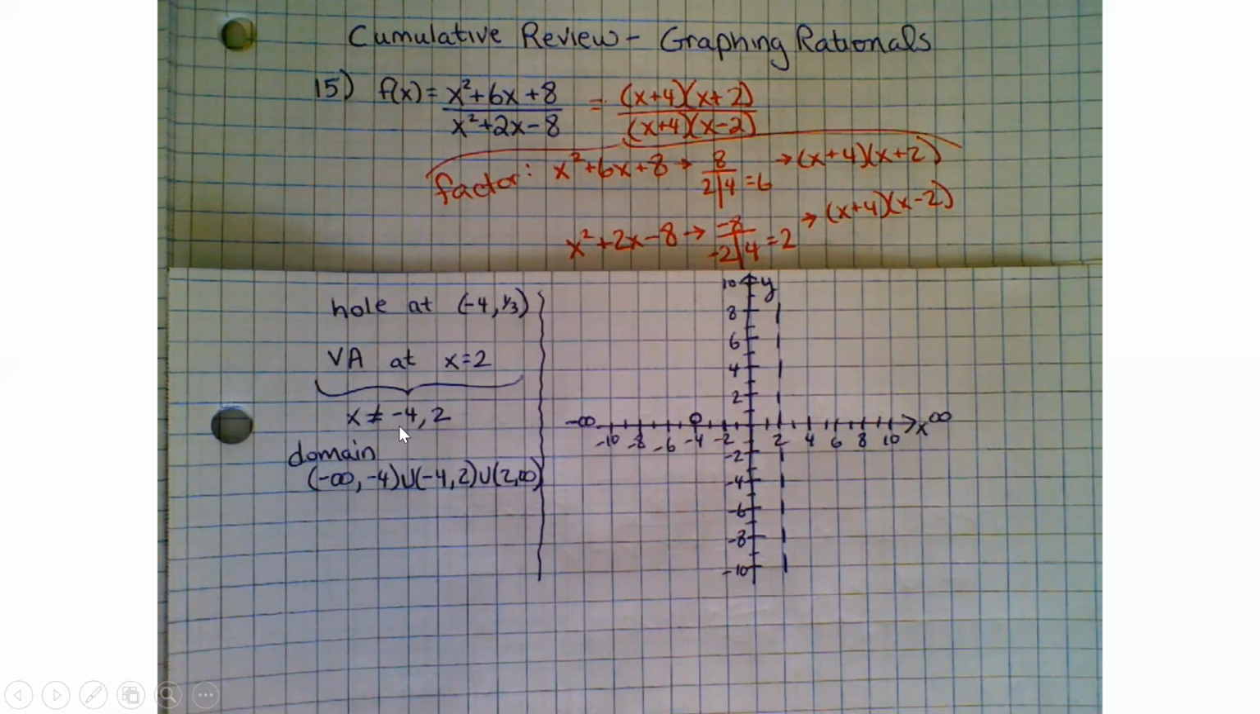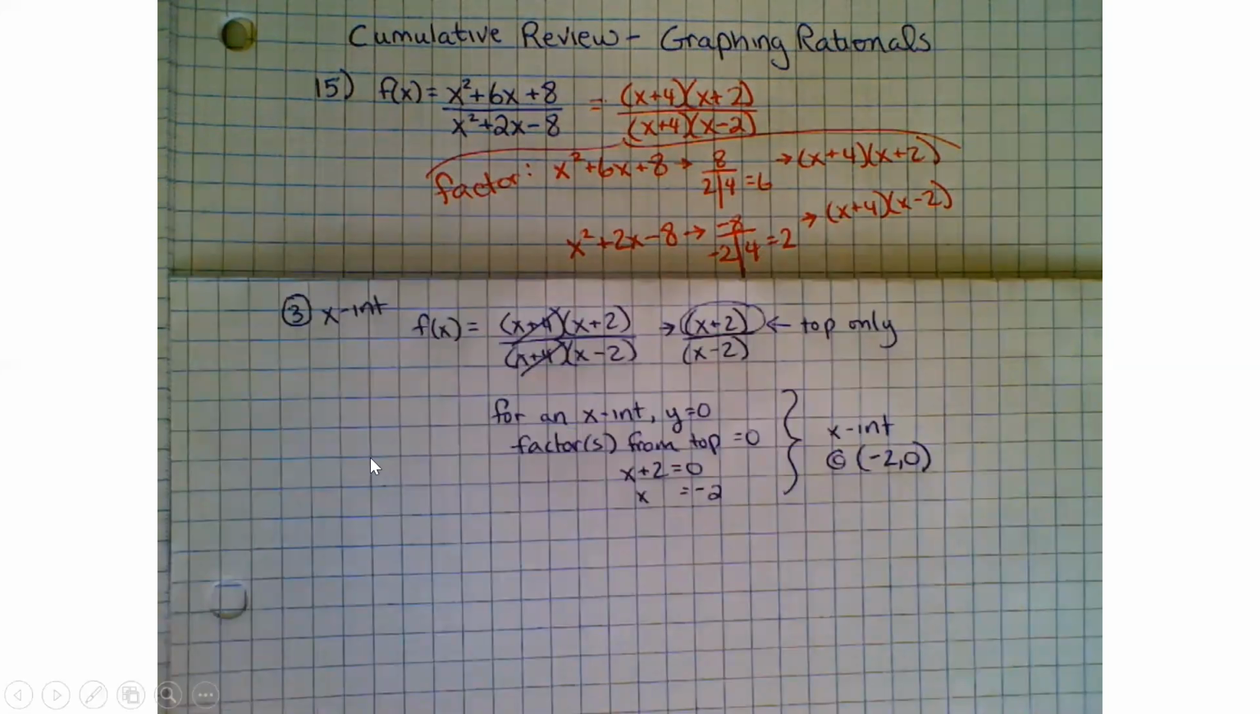These two things together, the vertical asymptote and the hole, give us our domain restrictions. X cannot equal negative 4 or 2. Since the domain goes from negative infinity to infinity, that gives us one section from negative infinity to negative 4, one from negative 4 to 2, and finally one from 2 to infinity. For the domain, we write each of those sections in parentheses and put a union sign, which looks like a capital U, in between them.